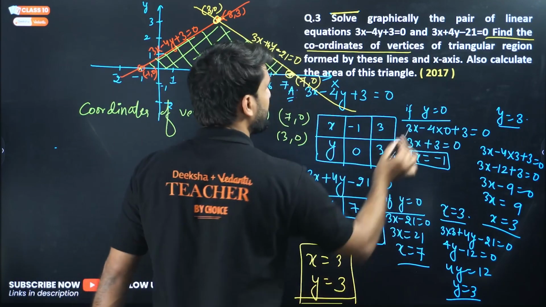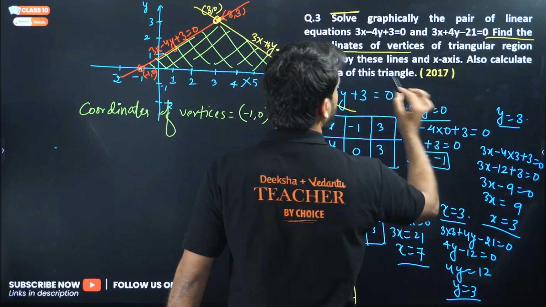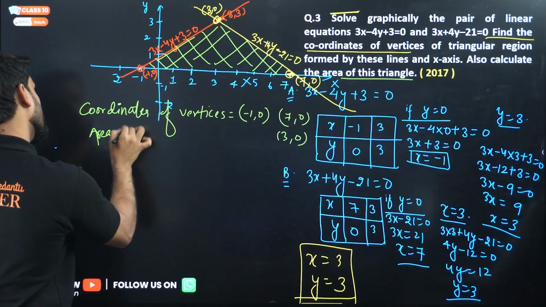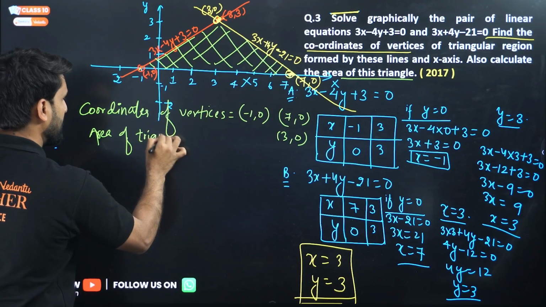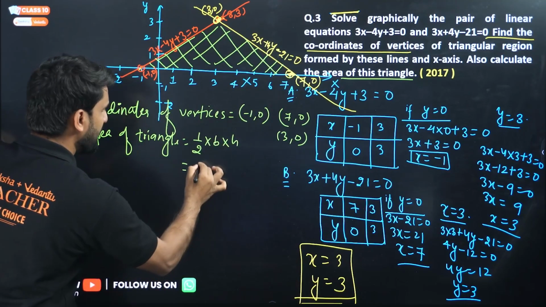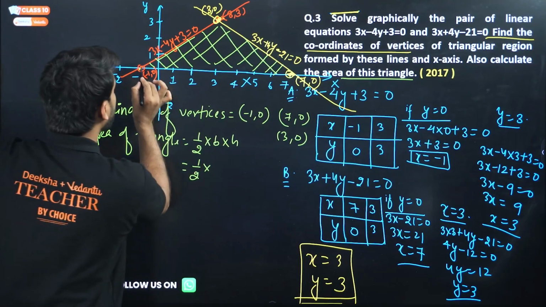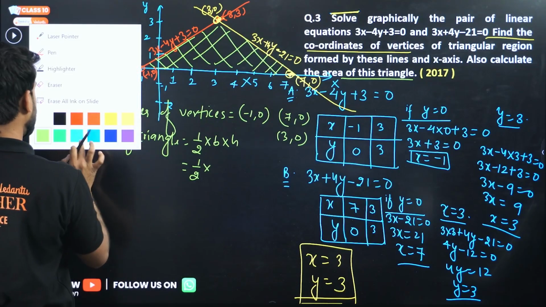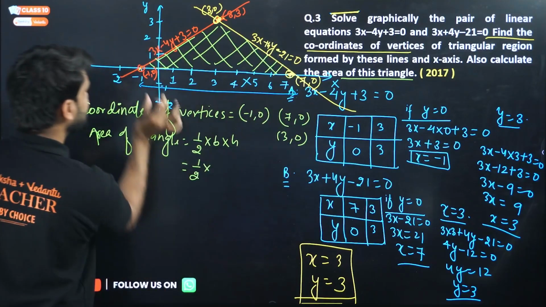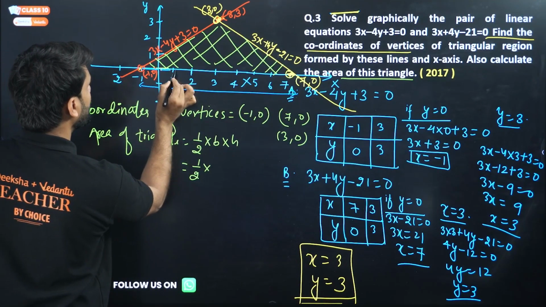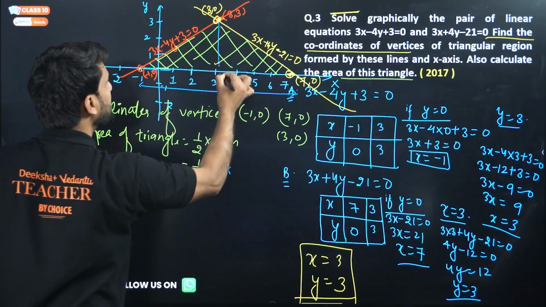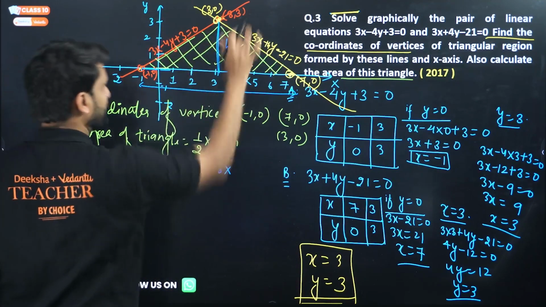Now the second part in this question is we have to find out the area of this triangle. You know, area of the triangle, the formula is half base into height. So what will be base? Look, this will be the base, complete base, and this is 1 2 3 4 5 6 7 8, and this will be the height, this complete, and which is equals to 3, right?